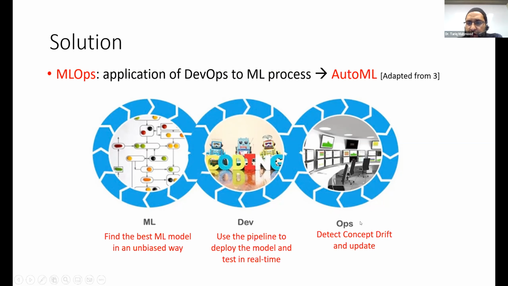And in the ops part, I'm going to go for detecting the drift. So what that means is that I'm going to detect the changes in the model and I'm going to adapt the model, so it keeps on learning. So you can call it a self-learning system. It keeps on learning and adapting itself. So that can go on for several years or for as long as the business wants.